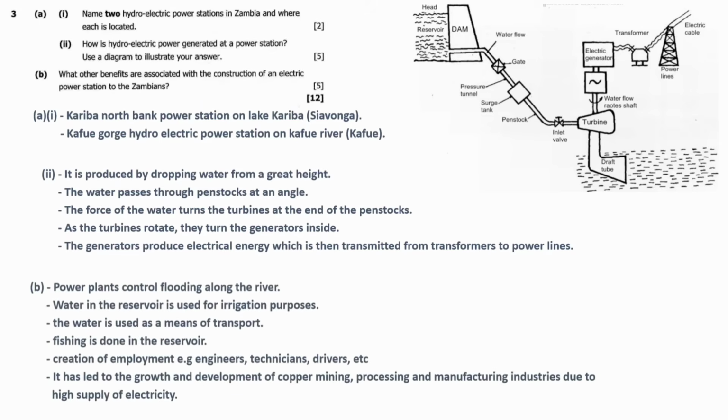Then B, what other benefits are associated with the construction of an electric power station to Zambians? So you can say power plants control flooding along the river. Water in the reservoir is used for irrigation purposes. The water is also used as a means of transport. Fishing can be done in the reservoir. Creation of jobs or employment for engineers, technicians, drivers, etc. Then it has also led to the growth and development of copper mining, processing and manufacturing industries due to high supply of electricity from power stations.